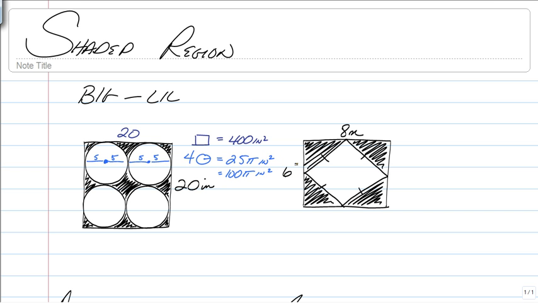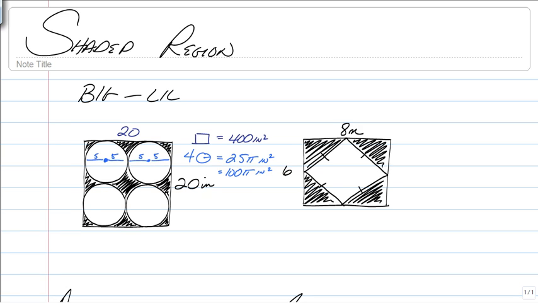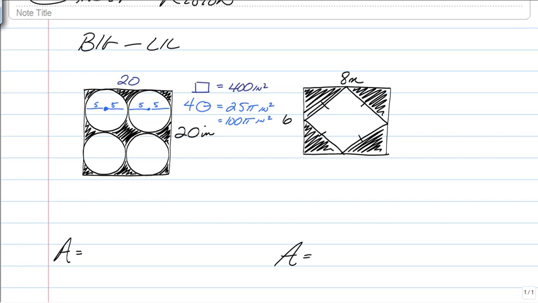So to write your final answer, all you have to do is take the big area, which is 400, and subtract the area of what's missing. In this case, all 4 circles is 100 pi inches squared. That's it. You're done. We're going to leave our answers as an exact value instead of rounding them. And you're good to go.